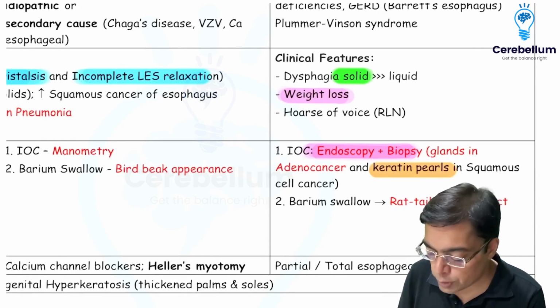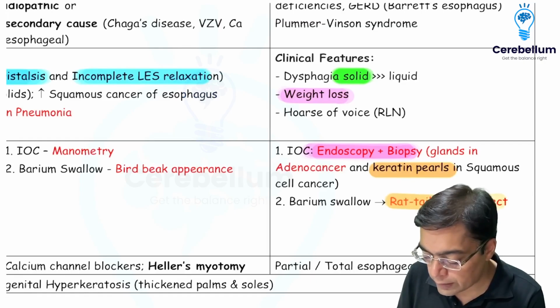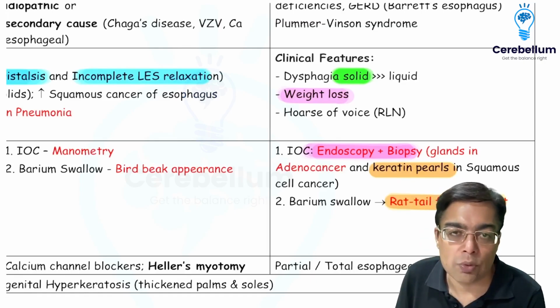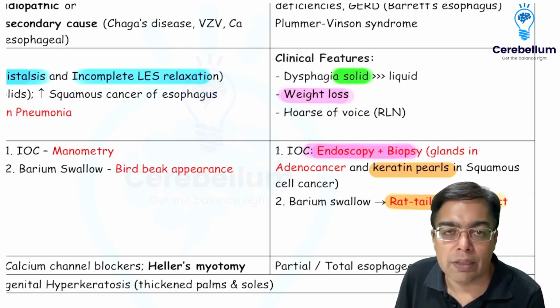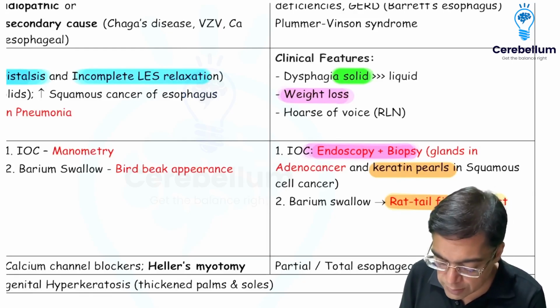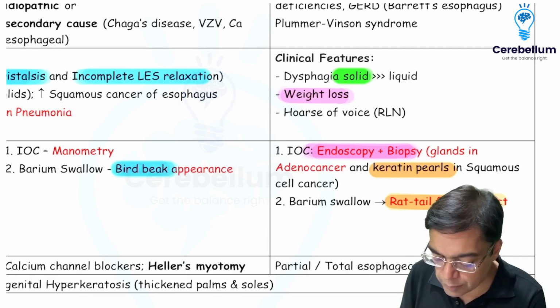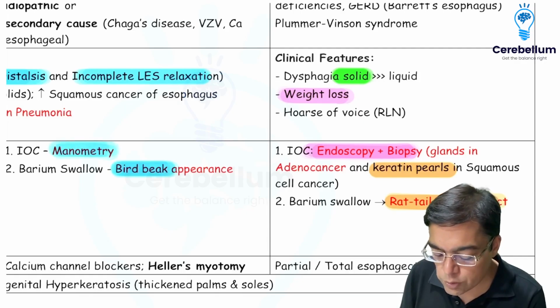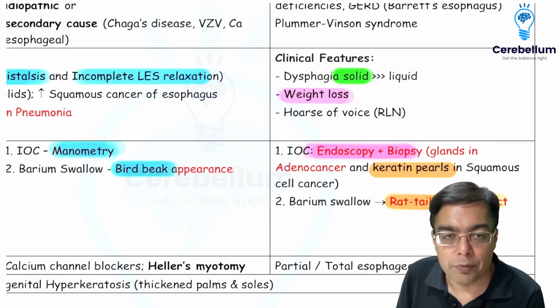Barium swallow may show you the presence of a rat tail filling defect. This is absolutely in contrast to the barium swallow appearance in achalasia cardia. In achalasia cardia, the barium swallow finding is that of a bird beak appearance, and the investigation of choice in achalasia cardia happens to be manometry.